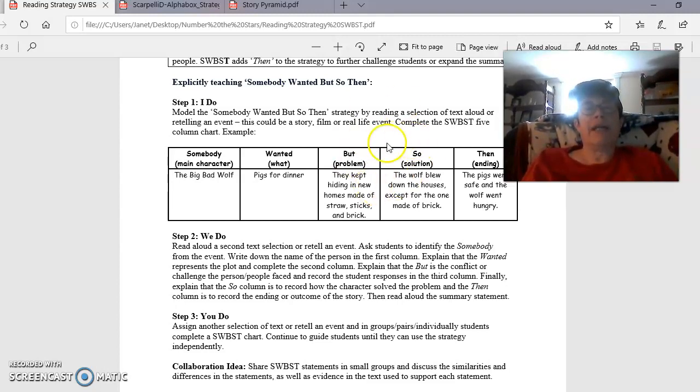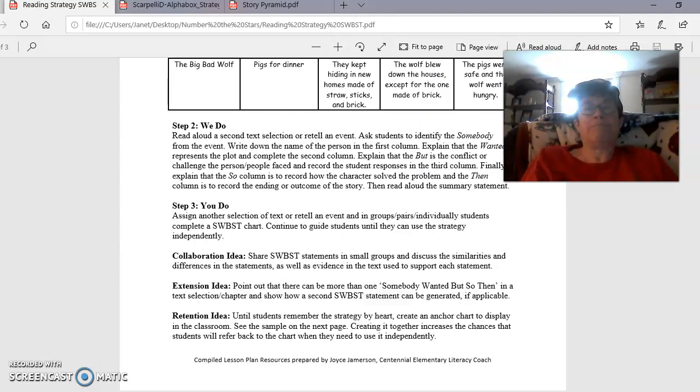And this particular graphic organizer adds a "then." Then the pigs were safe and the wolf went hungry. Many of these stop with the Somebody Wanted But So. Main characters, what was going on? Problem, solution. This is another type of graphic organizer for problem solution. This one is not as difficult, but it has to match. It has to flow. And there's examples here.